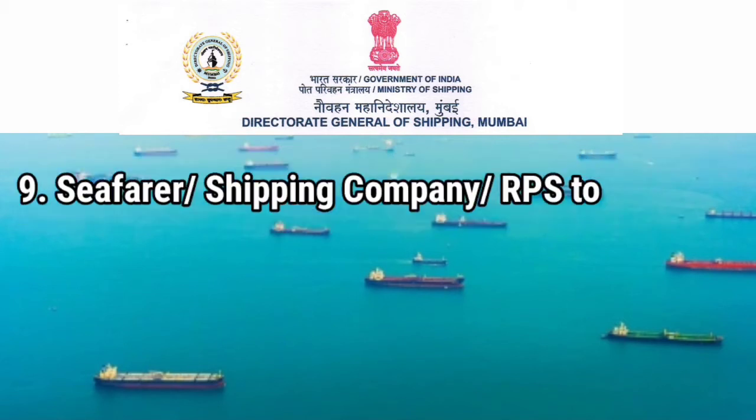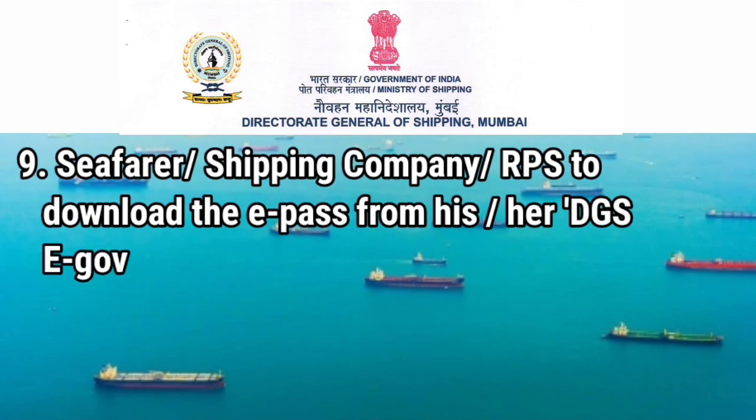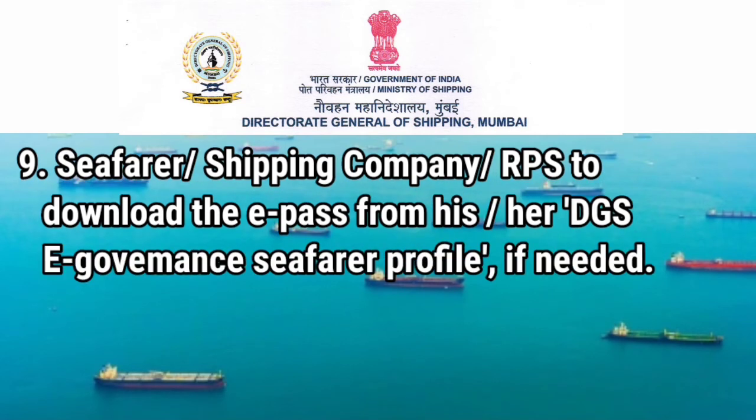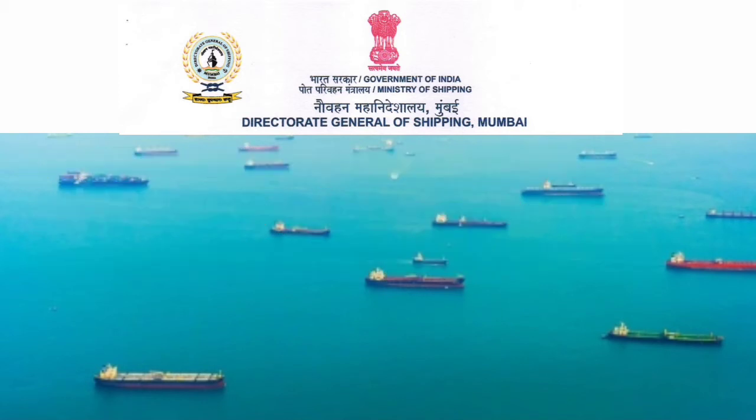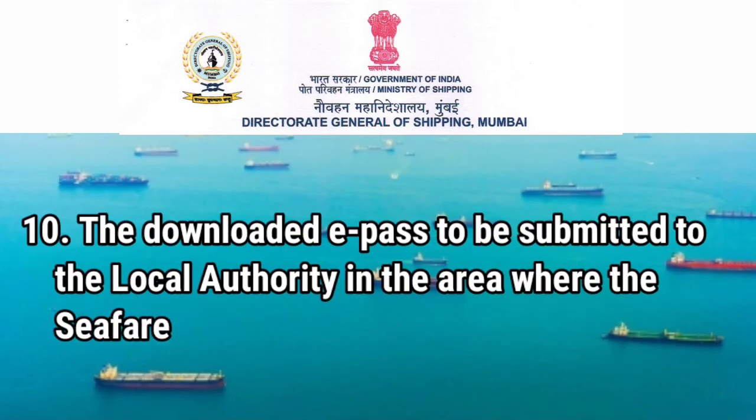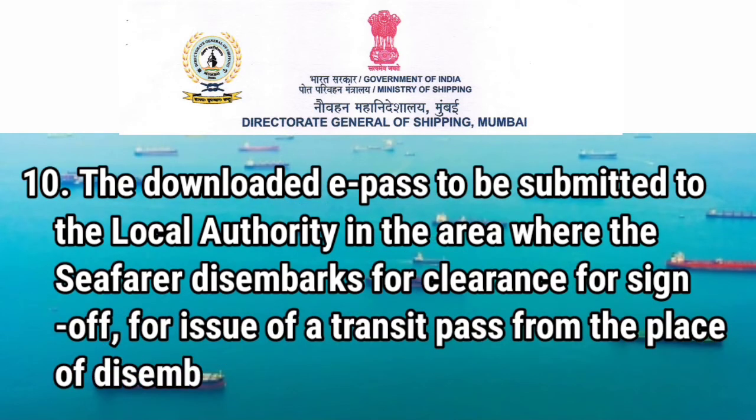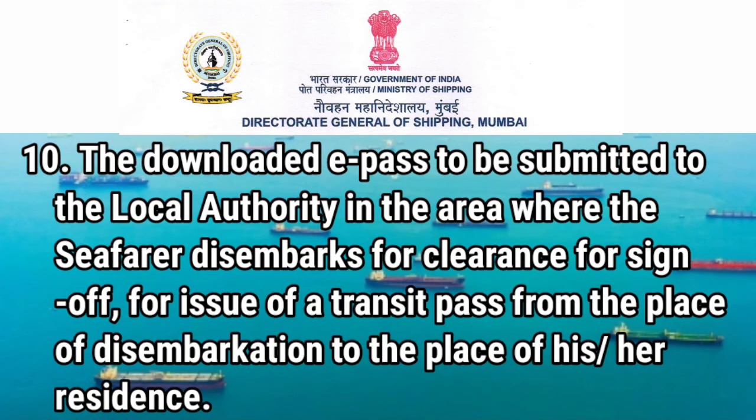9. Seafarer shipping company RPS to download the E-Pass from his/her DGS e-government's seafarer profile, if needed. 10. The downloaded E-Pass to be submitted to the local authority in the area where the seafarer disembarks for clearance for sign-off, for issue of a transit pass from the place of disembarkation to the place of his/her residence.